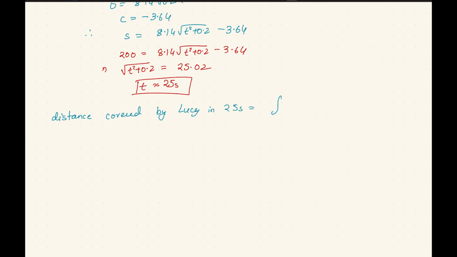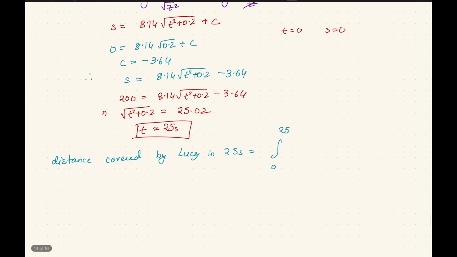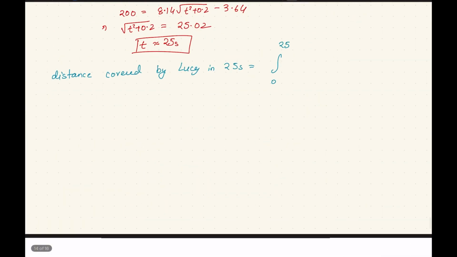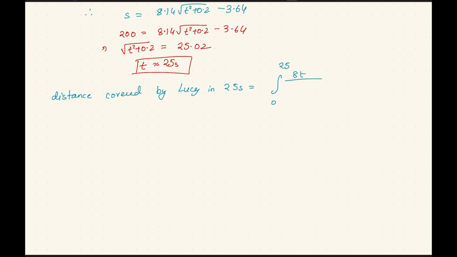So for this, we have to integrate it from 0 to 25, Lucy's velocity, which is 8t over root t squared plus 0.3. Again, I'll make a substitution. I'll say take t squared plus 0.3 as some p squared. So 2t dt would be 2p dp. You cancel the 2's. Now here, our numerator will become 8p dp by root p squared.